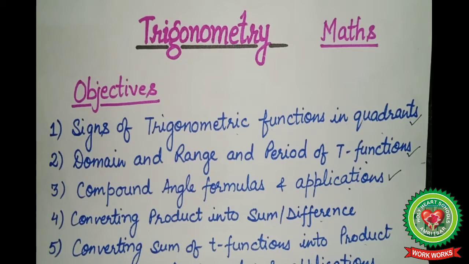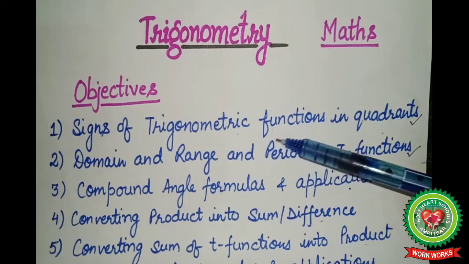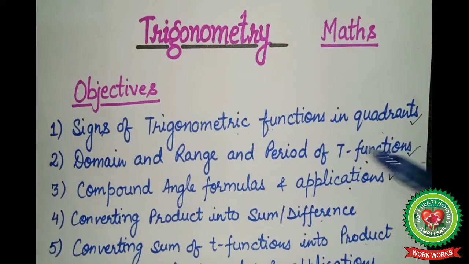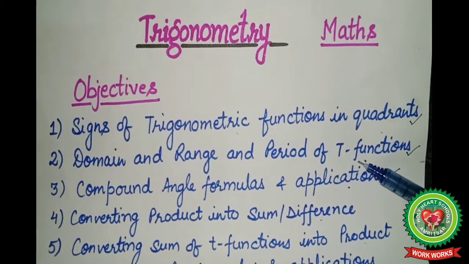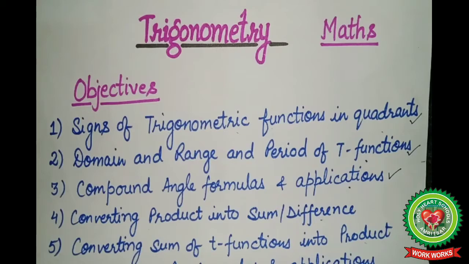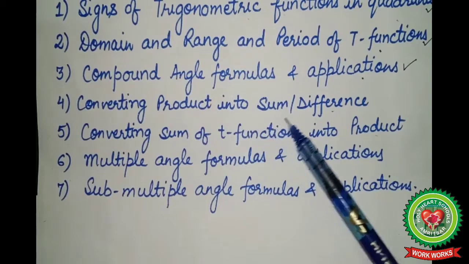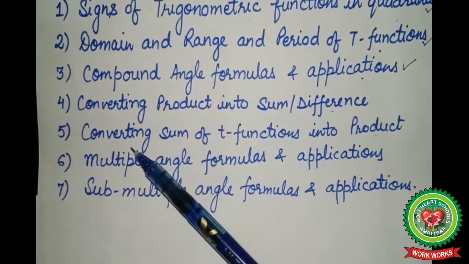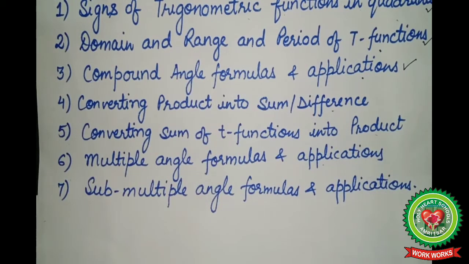Students, we have started the chapter trigonometry and we have completed its first 5 objectives. That is, first one, signs of trigonometric functions in quadrants. Second, domain and range and period of trigonometric functions. Third, compound angle formulas and application. Then fourth, converting product into sum or difference. Then next, converting sum of trigonometric functions into product of trigonometric functions.